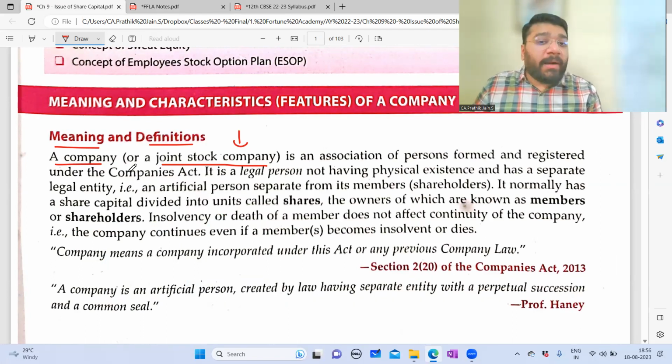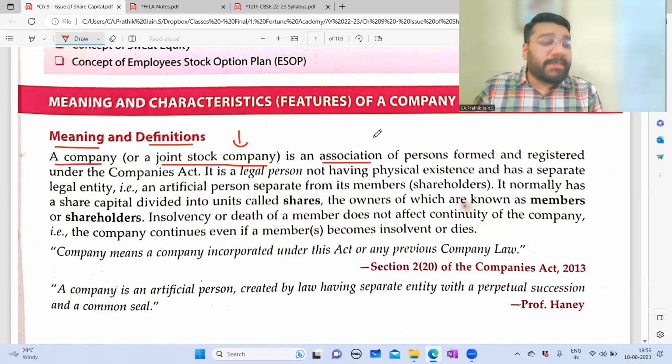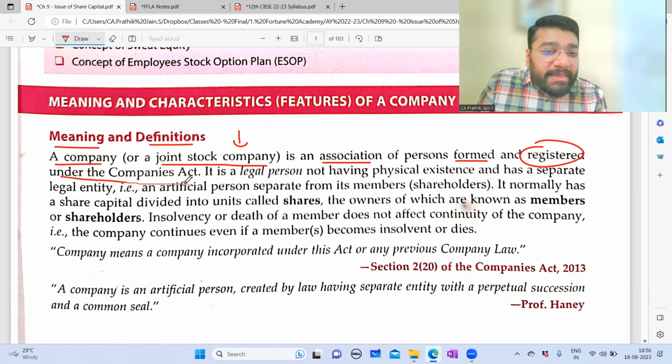A company is an association of persons. Association means what? It is a formation of multiple people. So multiple people come together and form the company. It's an association of persons formed and registered. Mark the word, guys. The word is registered. Registered under the Companies Act 2013.